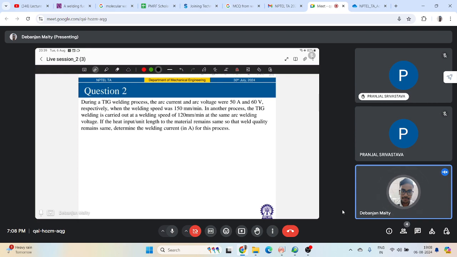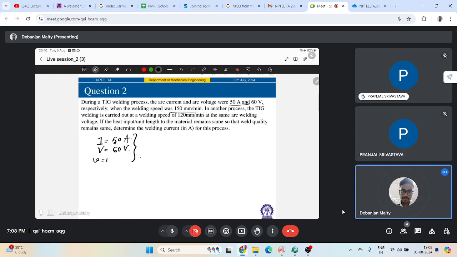So in question 2, I have written: during a TIG welding process, the arc current and arc voltage are mentioned as 50 ampere and 60 volt. So my current is 50 ampere, voltage is 60 volt. Now this is when the welding speed was 150 mm per minute.